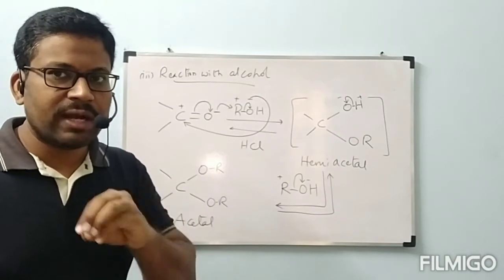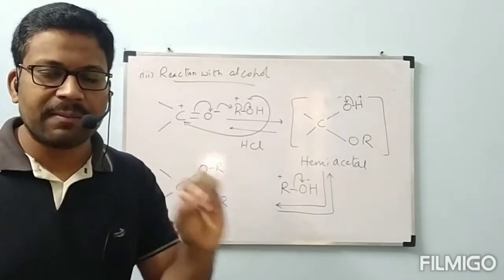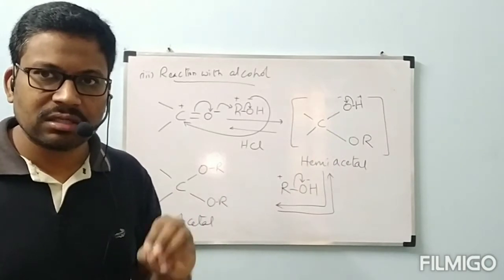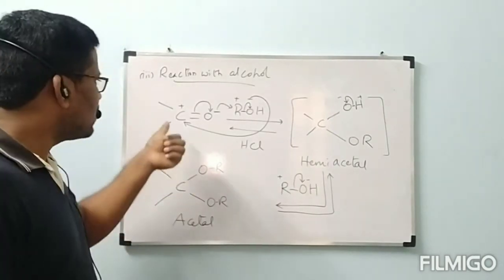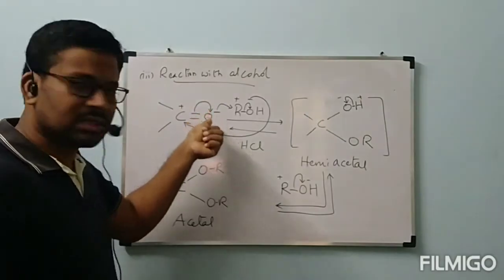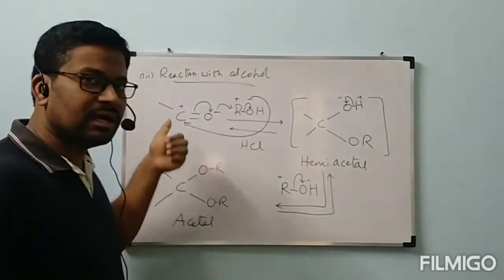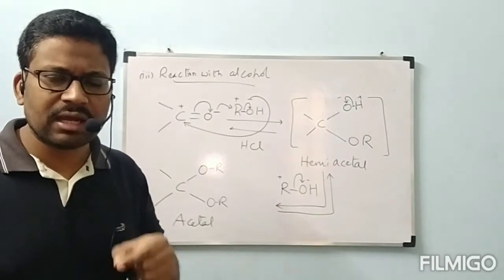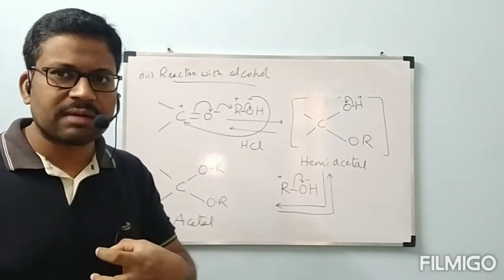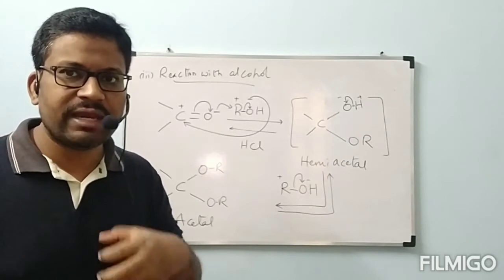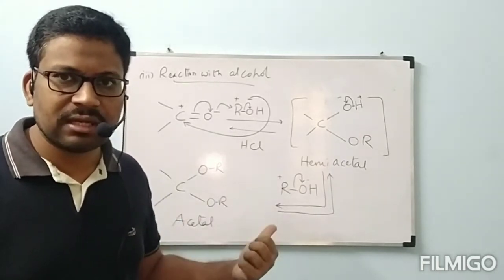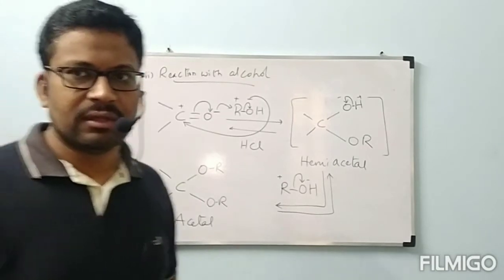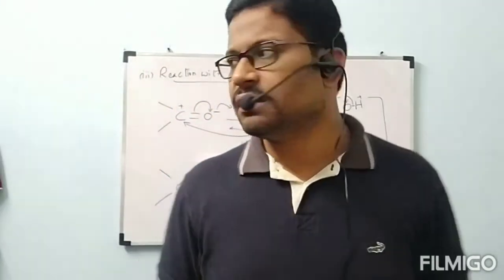So here is one point. This reaction happens in the presence of HCl. That HCl will protonate the oxygen and quickly the double bond will be shifted towards oxygen, which increases the electrophilicity of carbon. Carbon quickly gets an electrophilic nature in the presence of HCl and the reaction will be fast. HCl is like a catalyst. Okay.